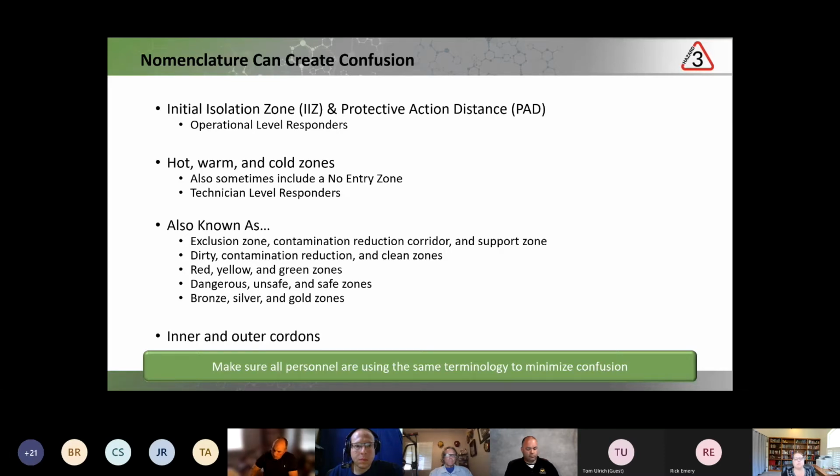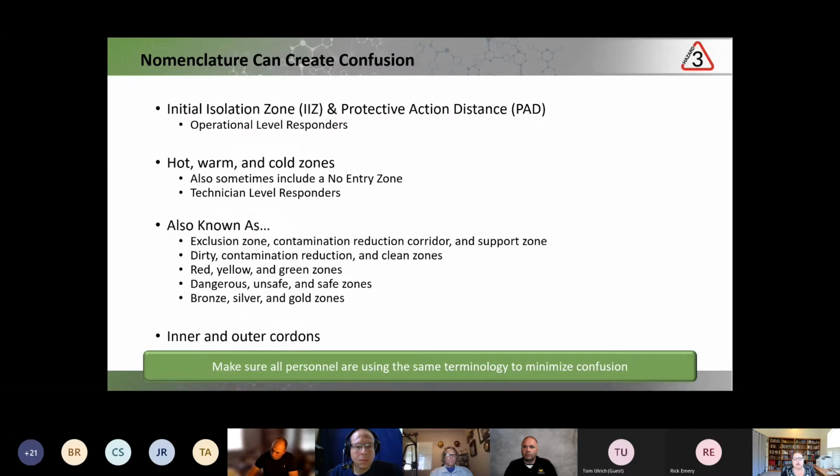That is guidance that comes directly from the Emergency Response Guidebook. It is expected that anybody at the awareness and operations levels knows how to find that information and implement that. But that is not to be confused with what will become the cold, warm, and hot zones in terms of a technician level response. So we're going to talk about these.